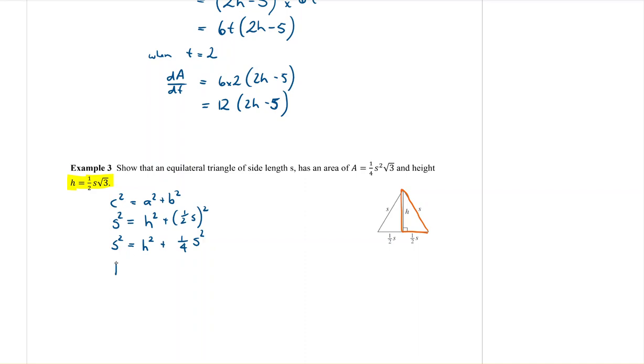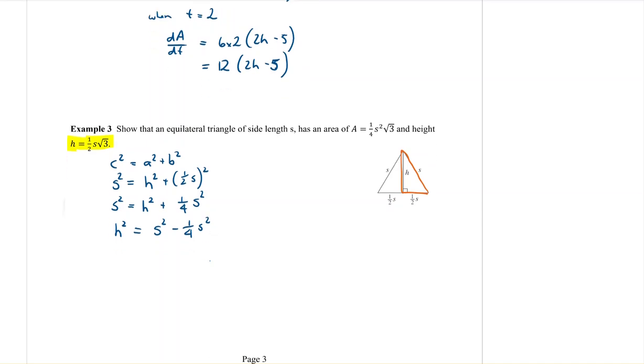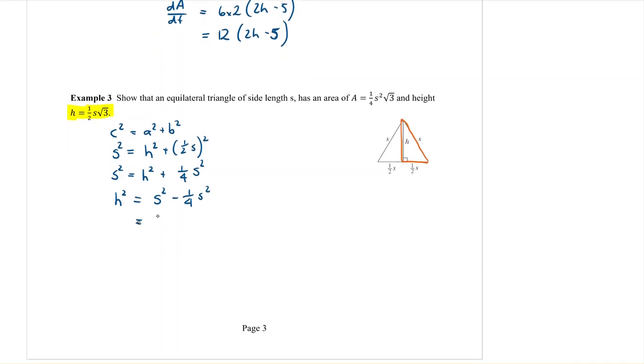Now remember, I'm trying to get h by itself and the s on the other side. So let's get the h squared over here on the left, and I'm going to move the quarter s squared across to the other side. So it'd be s squared minus a quarter s squared. They are like terms. They're both s squareds. I have one s squared minus a quarter s squared, which is what? 3/4, correct. 3/4 s squared.